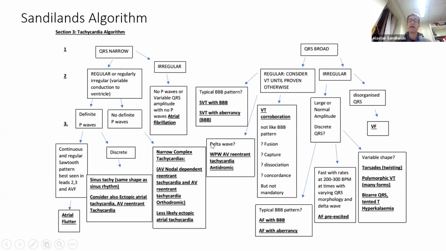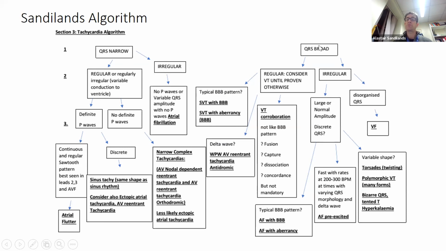Alternatively, we see a delta wave, as I've said, and we've got the Wolff-Parkinson-White antidromic tachycardia going down the pathway and back up the node. Or are we dealing with SVTs, all of these, with pre-existing bundle branch block? So we see a typical bundle branch block pattern in V1, or do we have SVT with aberrancy?